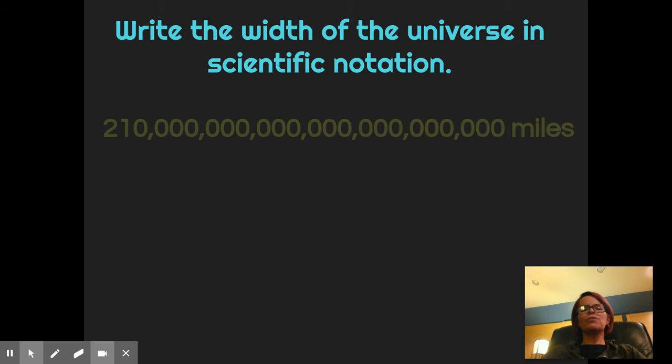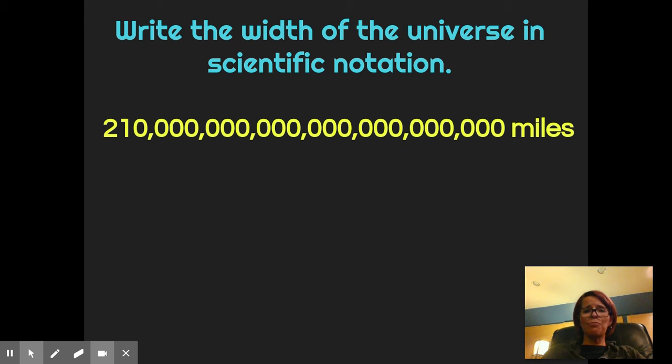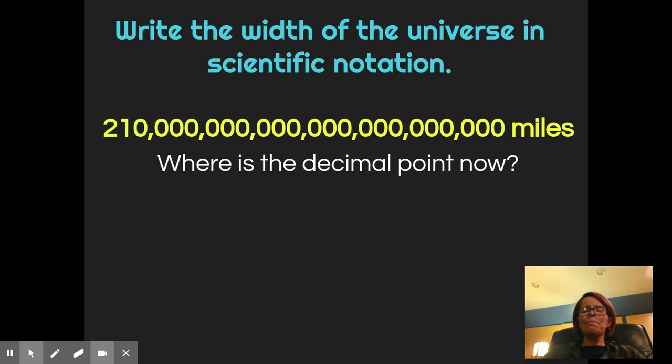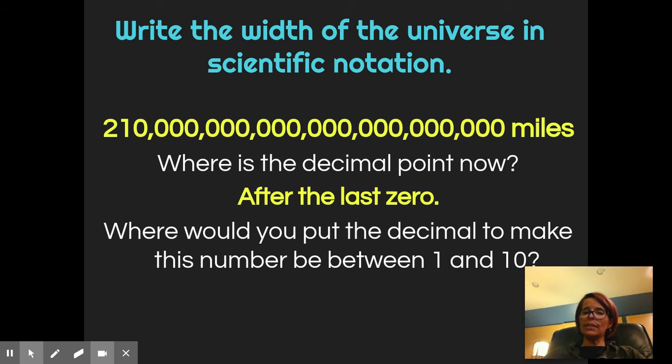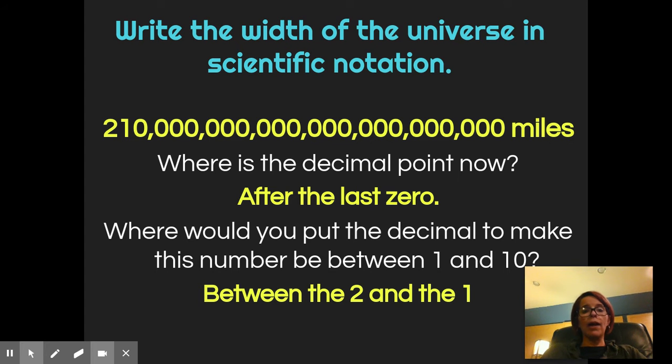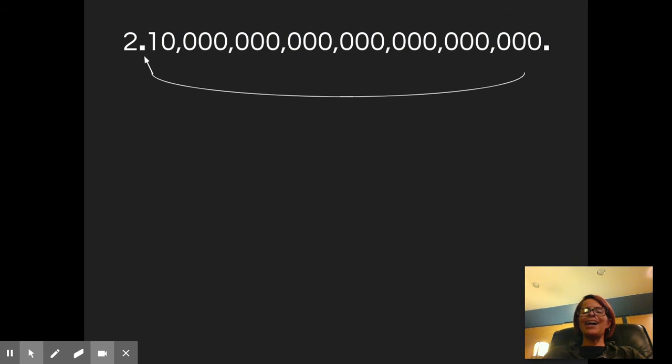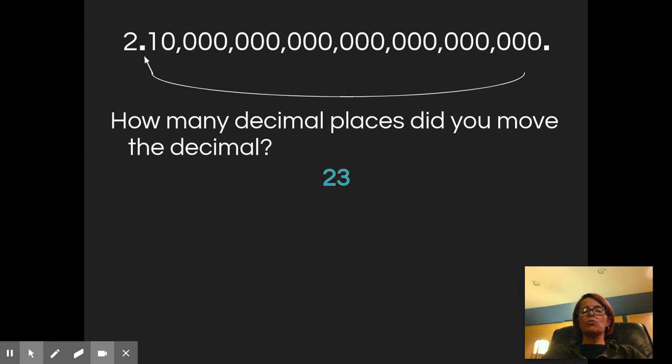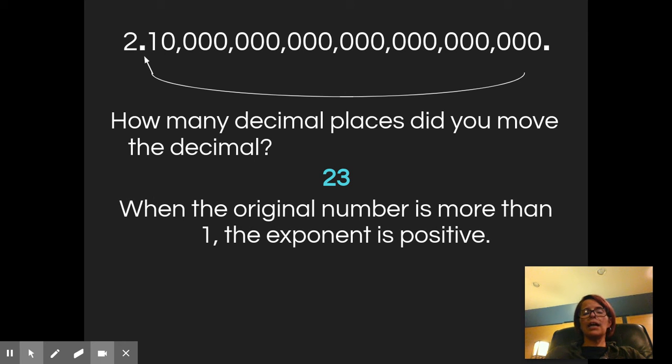It says, write the width of the universe in scientific notation. Whew, that is a wicked big number. I don't even know what that number is, but it says, where is the decimal point now? Well, technically the decimal point is all the way at the end, so it's after the last zero. So where would you put the decimal point in order to make this number between 1 and 10? Well, you're going to scoot it all the way over and drop that little decimal point between the 2 and the 1. So then the question becomes, how many decimal places did you scoot that decimal point over? You moved it 23 places. The number 23 then becomes our exponent.